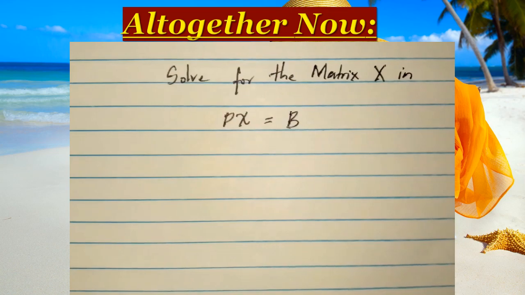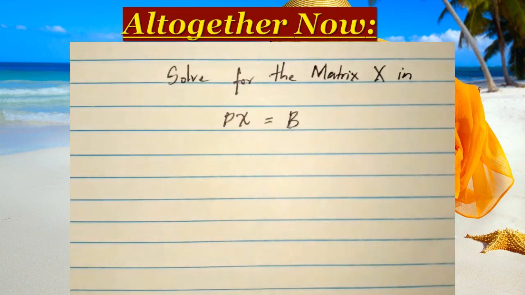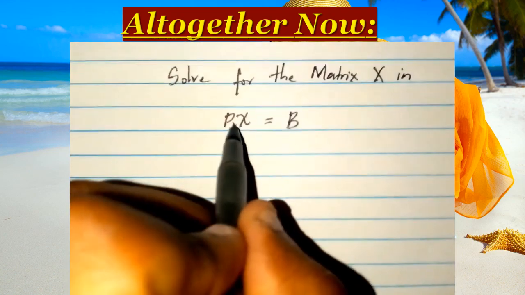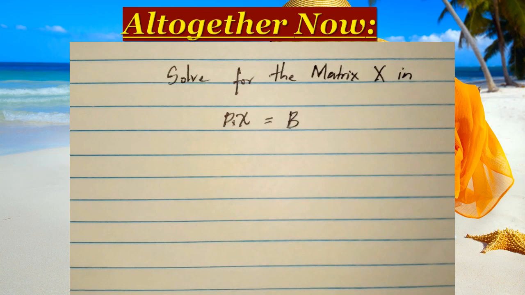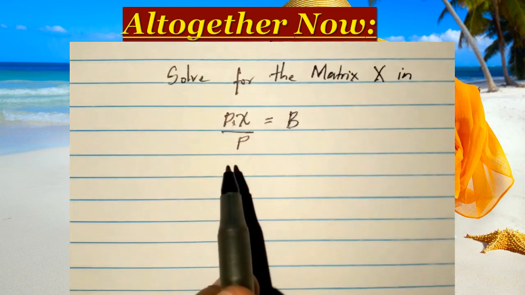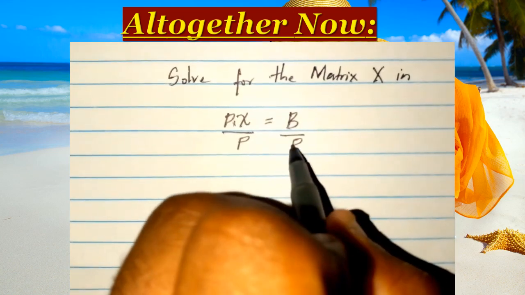Let's look at another example. Here we're being asked to solve for the matrix X in PX = B. We need X to be on its own. Remember, when they're written next to each other, it means they multiply, so we can put a little multiply sign just to remind us. I need X to be on its own, which means I need to remove that multiplication by P. The opposite of multiplying by P is dividing by P. And if I do it to one side of the equation, to keep it balanced, I have to do it to the other side.